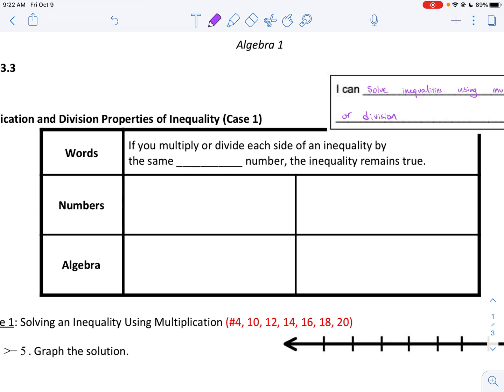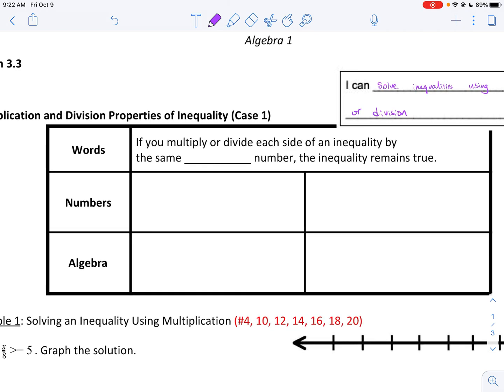If I multiply and divide each side of an inequality by the same positive number, the inequality remains true. For example, if I have 2x is less than 4, then I would divide by 2, I get x is less than 2. If I have ax, my algebraic expression, is less than b, same thing, I would divide by a, get x is less than b over a.